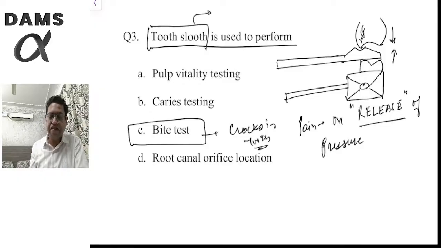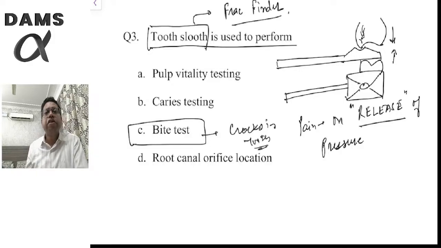Another similar device is called frac finder. So do not get confused. Frac finder and tooth sleuth are the two types of devices. Both are similar in their anatomy and they are used for detection of fine cracks in the teeth.